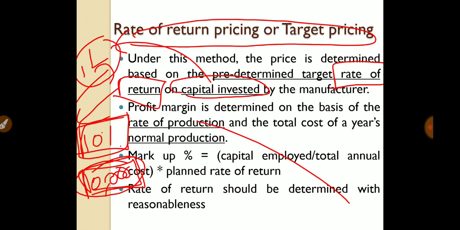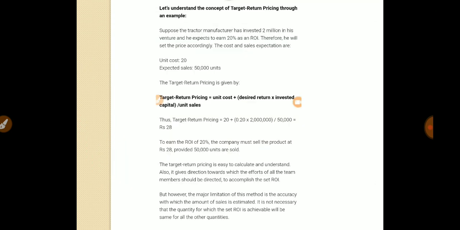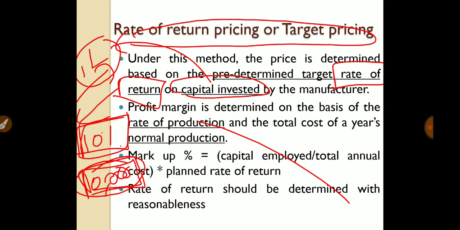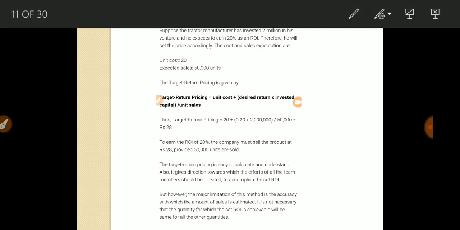So now let's assume this particular example. Let's understand the concept of target return pricing through an example. Suppose a tractor manufacturer has invested rupees 2 million in his venture. So this is the capital invested and he is expecting a 20% rate of return. Therefore, he has to set the price accordingly. In target return pricing, you will have to estimate the cost which I am looking at. This is my per unit cost and this is how much I am going to sell. These are the two things which you will have to assume.